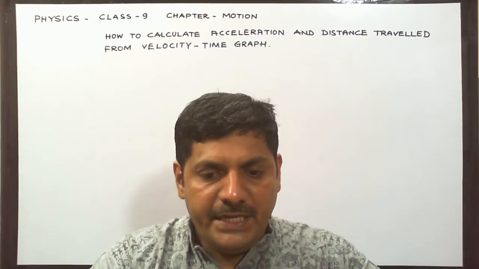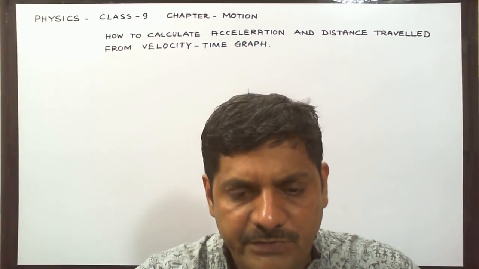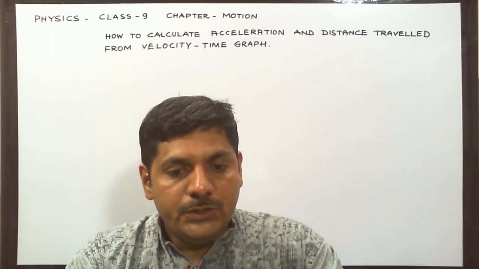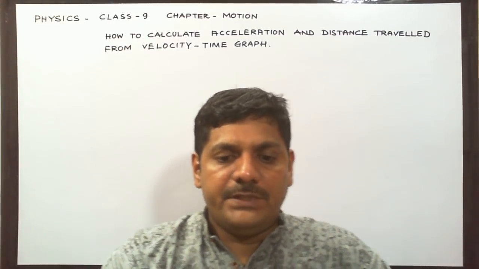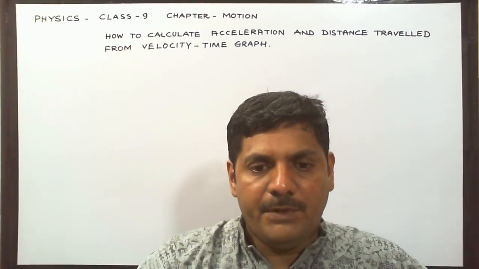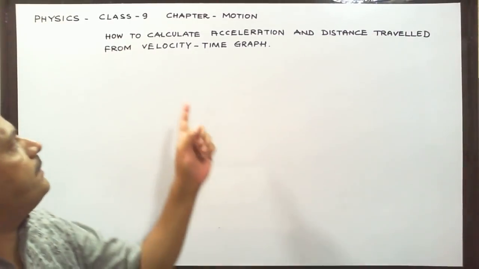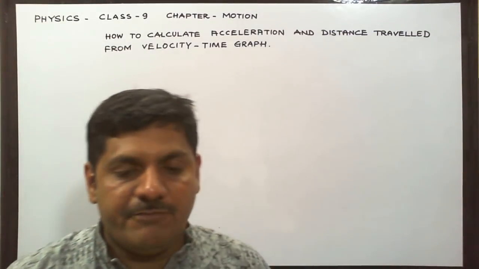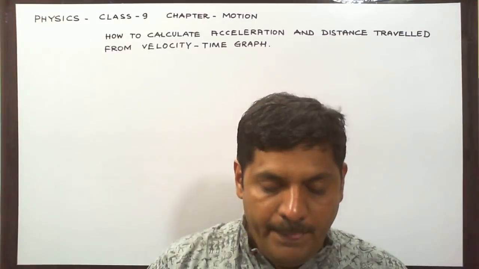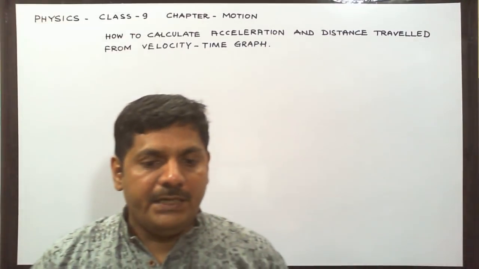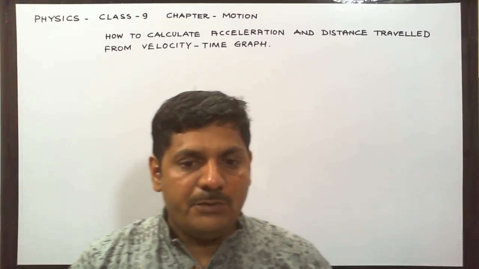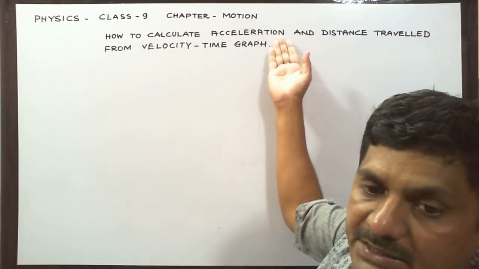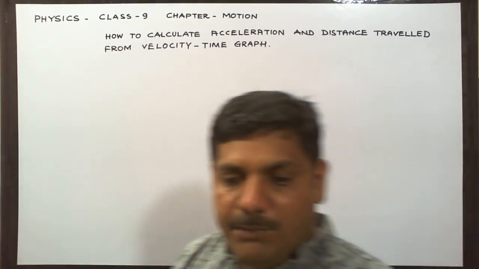Last time we had talked about velocity time graphs, the different types of velocity time graphs. Today, in continuation with the video, we would be talking about the topic which is already written here on the board: how to calculate acceleration and the distance traveled from the velocity time graph of a body. So we are given the graph and we need to know the process to calculate these two very important things, acceleration and the distance traveled by the body.